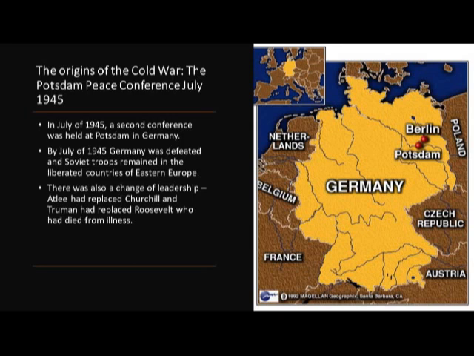But by and large, the agreements over Germany were the same. Germany was going to be divided exactly as had been agreed at Yalta, and Berlin was going to be divided in exactly the same way.